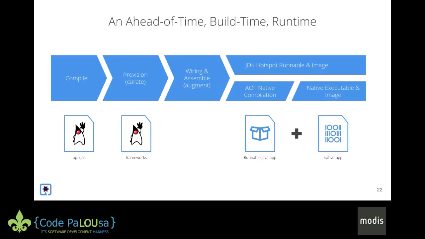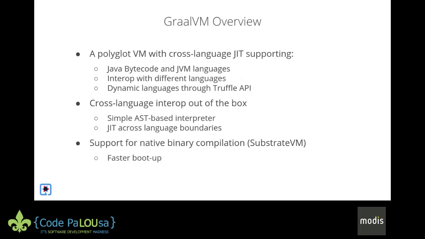What's needed for that native compilation is a technology called Graal. You may have heard about the GraalVM. It's a polyglot JIT that supports Java bytecode and JVM languages. And it can interoperate with different languages, even dynamic languages, through an API layer that I'll show you in a moment with a block diagram. All that cross-language support is out of the box, and there's support for native binary compilation via the Substrate.